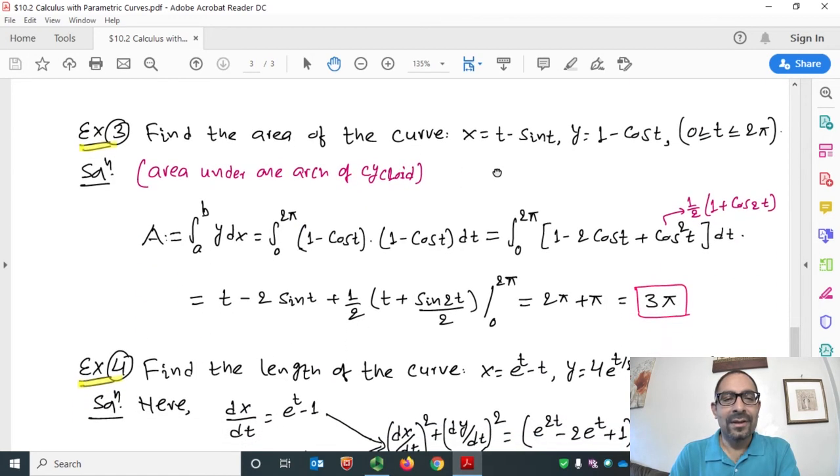Example 3. Find the area under the curve given by x equals t minus sine t and y equals 1 minus cosine t, with t between 0 and 2 pi.